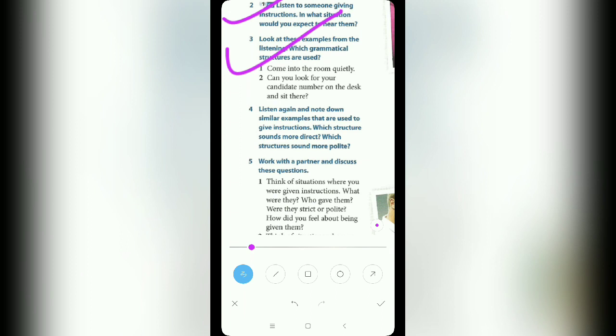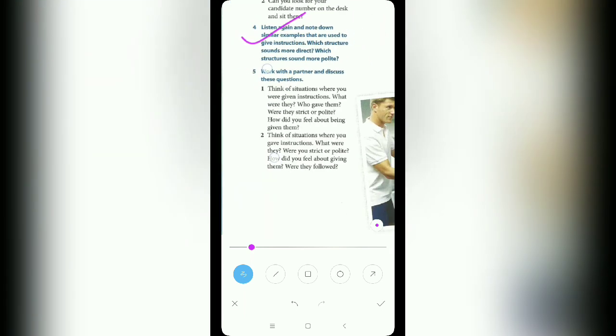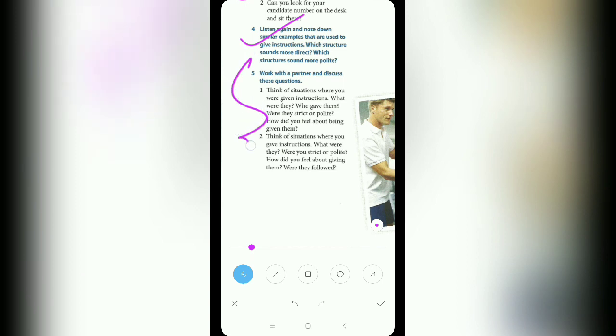Suppose you are giving instructions to someone, then what language will you use, and which language will sound more polite and which language will sound more direct. This you will also do on your own. Okay, work with a partner and discuss these questions. So this discussion also you're going to do on your own.